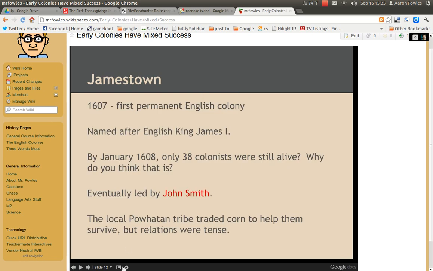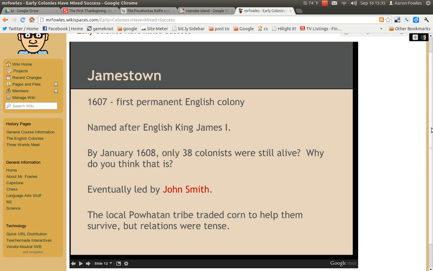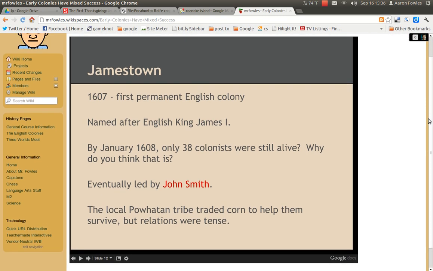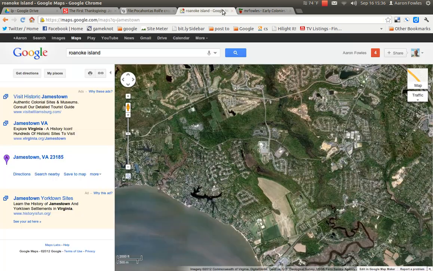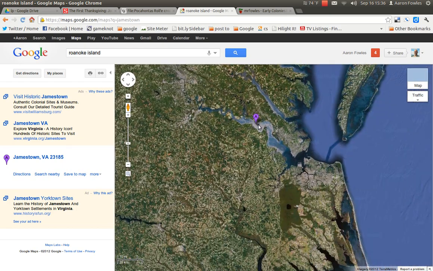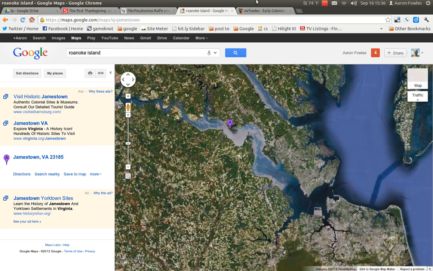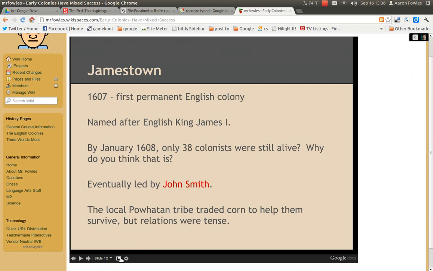Jamestown was the first permanent colony, settled in 1607 and named after English king James I. By 1608, and this was from a joint stock company called the Virginia Company of London, they sailed in here. This is Chesapeake Bay, and this is the James River, well, now it's called the James River. And they set up Jamestown.